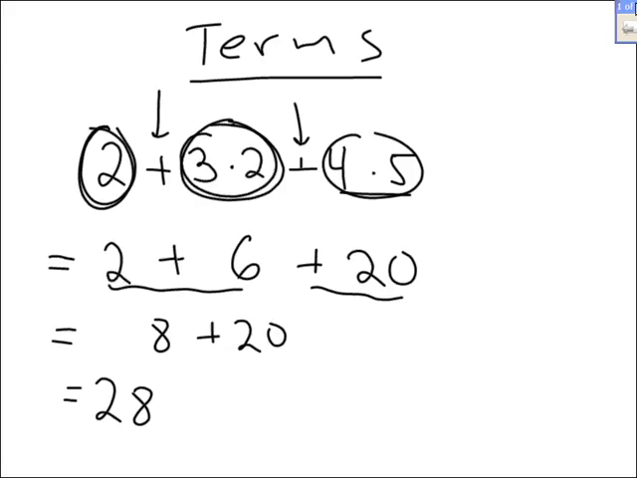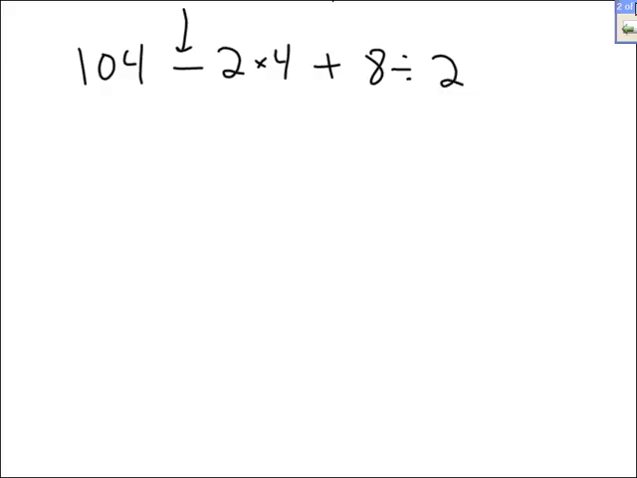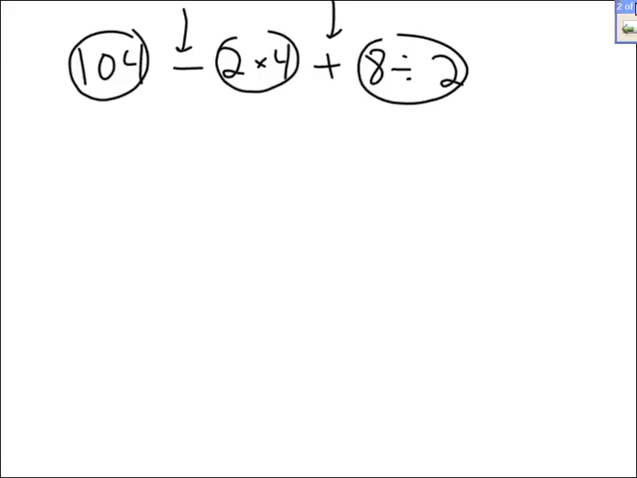Identify the terms. It's a piece of cake to do these problems. The whole trick is terms and factors. So now if you have 104 minus 2 times 4 plus 8 divided by 2, the only addition and subtraction symbols are the ones just highlighted. It's this number minus this number plus this number.